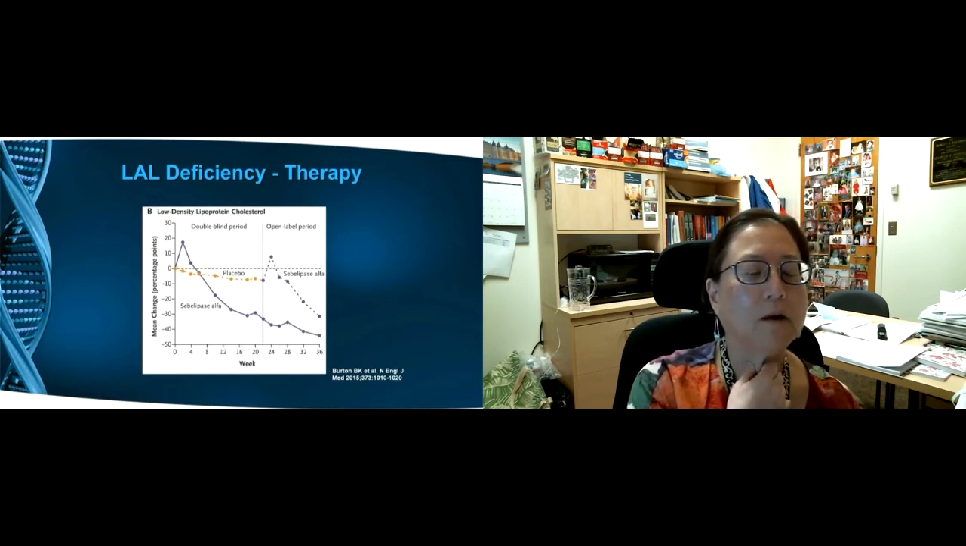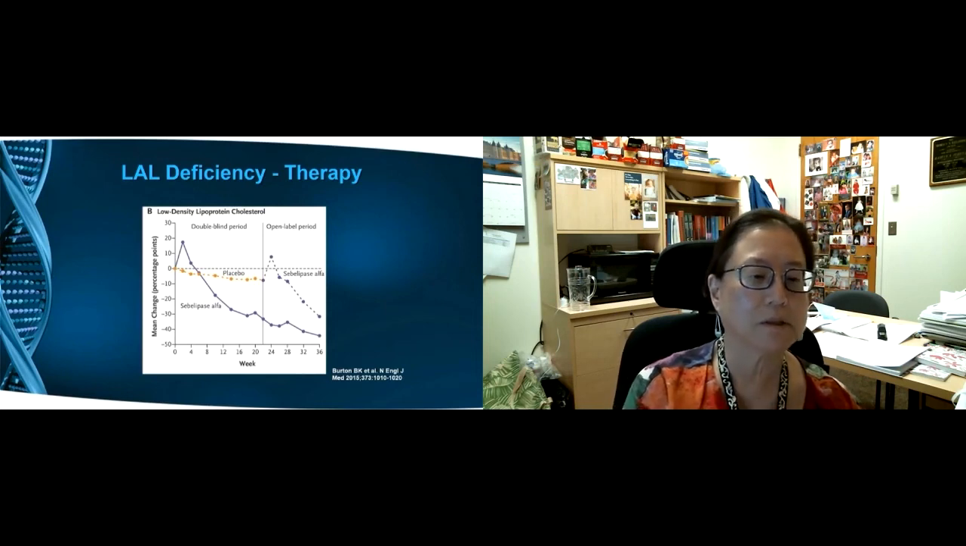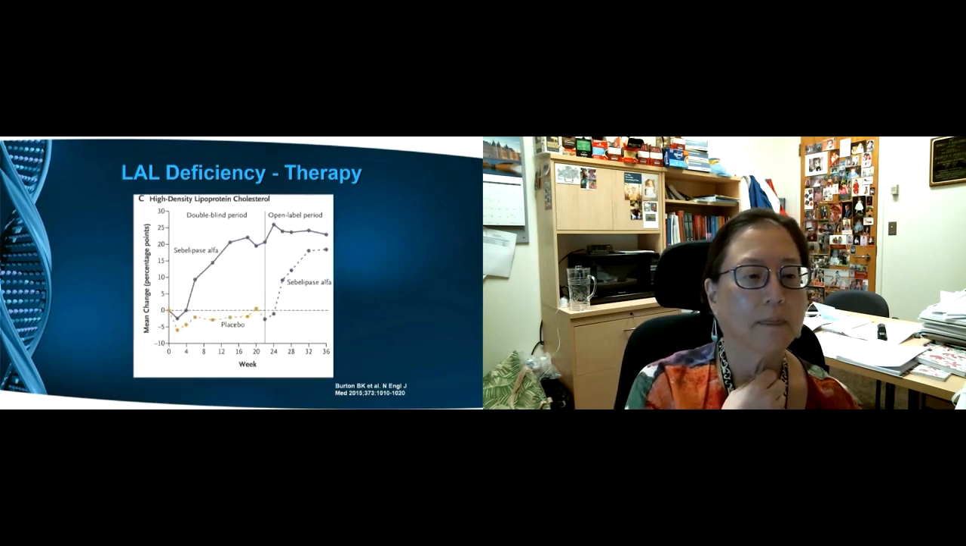And if you look at the low density lipoprotein, which is quite elevated in patients who have lysosomal acid lipase deficiency, again, you can see a fall in the LDL in the treated group and not any real fall in those who were on placebo until they were placed on the sebelipase alfa, which is the top line. Next slide. And if you look at high density lipoprotein, which is usually low in patients with lysosomal acid lipase deficiency, you can see the HDL levels start to come up on treatment with sebelipase alfa, with no effect in the placebo group until they started the open label period where they were given the medication, and you can see the HDL levels start to rise. Next slide.